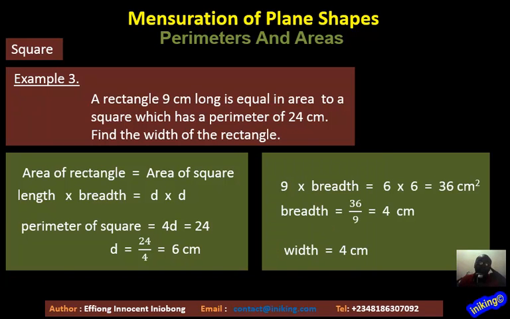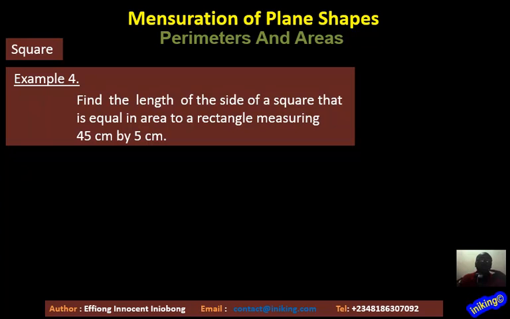Now we advance. Substituting the length of the rectangle, which is 9, times the breadth, is going to be equal to the area of the square, which is D times D, that's 6 times 6. And then finally we have that the breadth is 36 divided by 9, which gives us 4 centimeters. I think we still have one more problem to look at here.